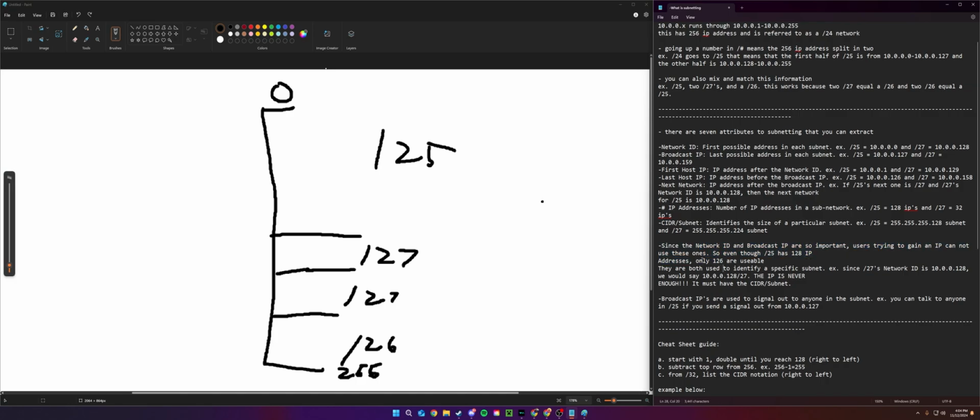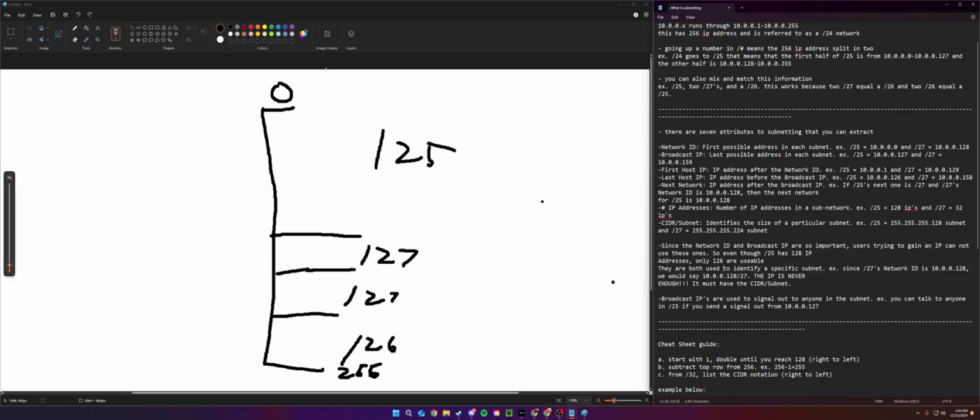But yeah, so since the network IDs and broadcast IPs are so important, users trying to gain an IP cannot use either of those. So even though /25 has 128 IP addresses, only 126 are usable, and that goes for all the other ones. So /27 only has 30 usable IPs, and so on and so on. That's how it's going to be for all of them.